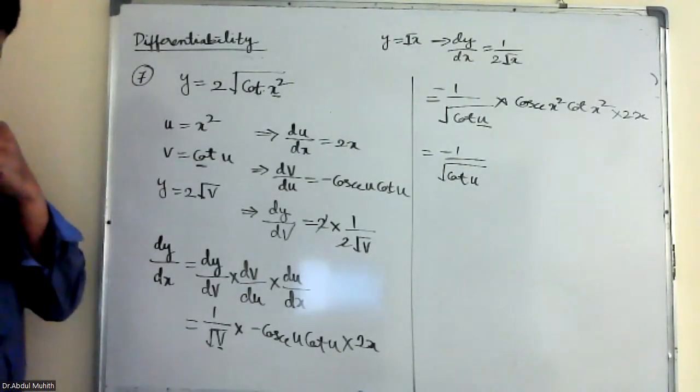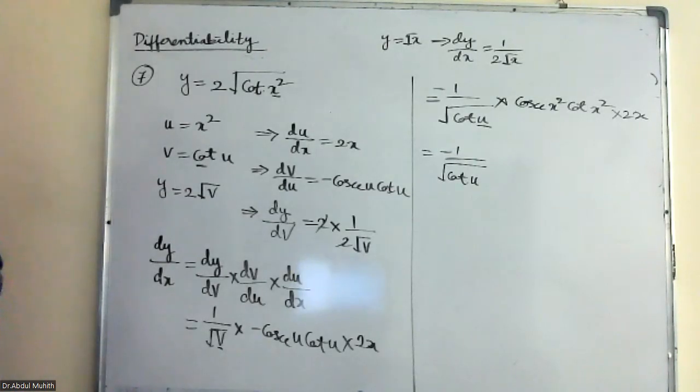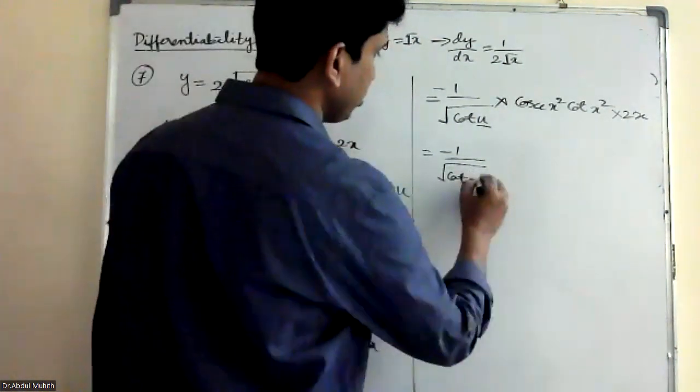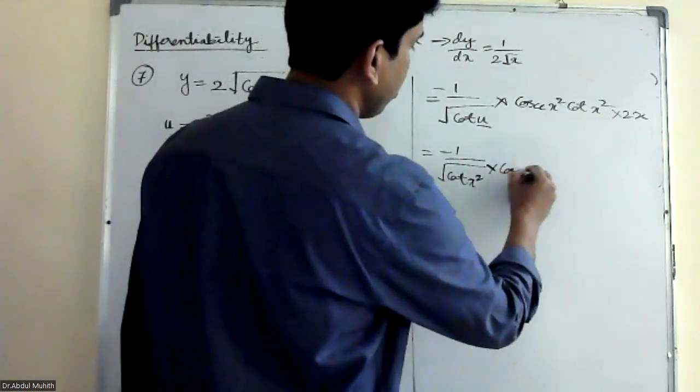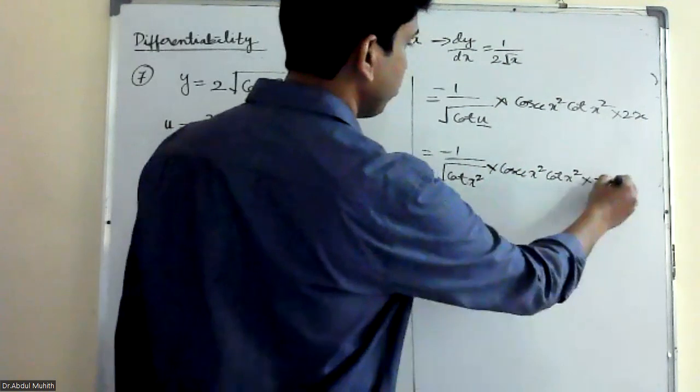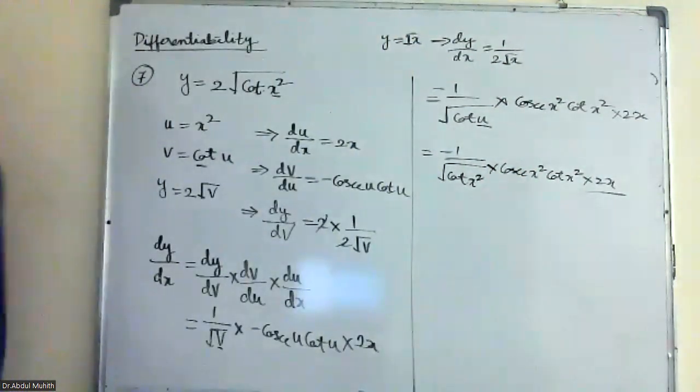So here we have cos. This will become cos x square into cosec x square cot x square into 2x. Understood now? Is that clear? So that's the answer done? Yeah, that's it. Still, if you have any doubt, ask me. No, I understood.